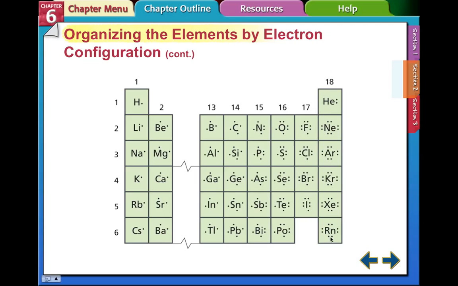These guys are full. Remember, they're content. They're happy. They have 8. Remember, this guy only has 2, but he's still a noble gas because he only has the s orbital to fill, so he is full.